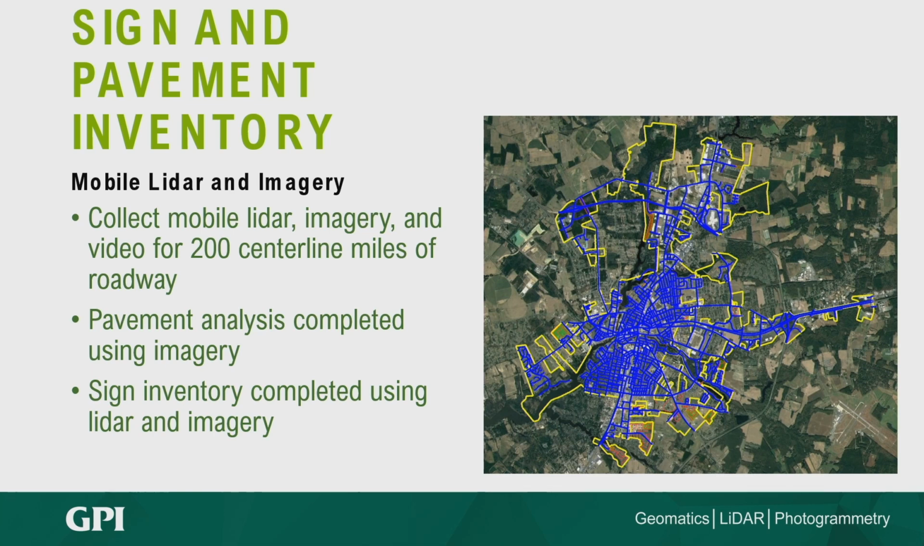And then another example I'm going to be talking about as we go through the steps of using remote sensing for this purpose is sign and pavement inventory. This is the city of Salisbury in Maryland. So they wanted mobile LiDAR and imagery for every street in the city limits. And then the imagery was going to be used to conduct a pavement analysis, and then the LiDAR and imagery used to do a sign inventory. So I'll go through all the steps of how we plan these missions and then getting to the deliverables.